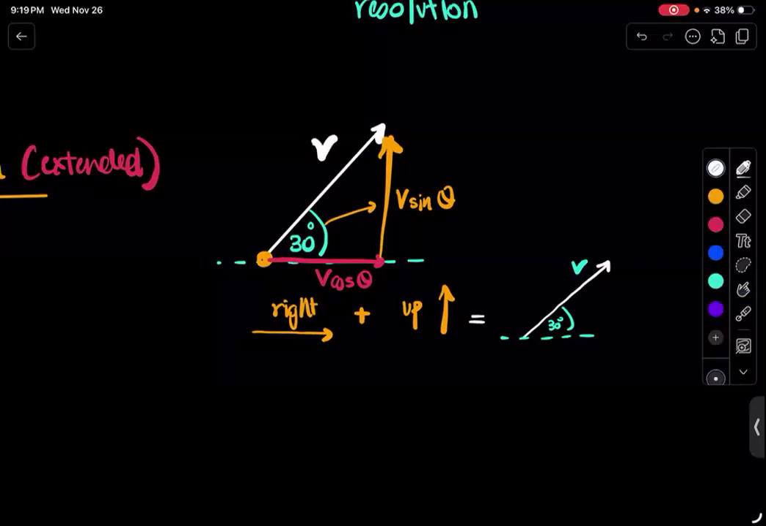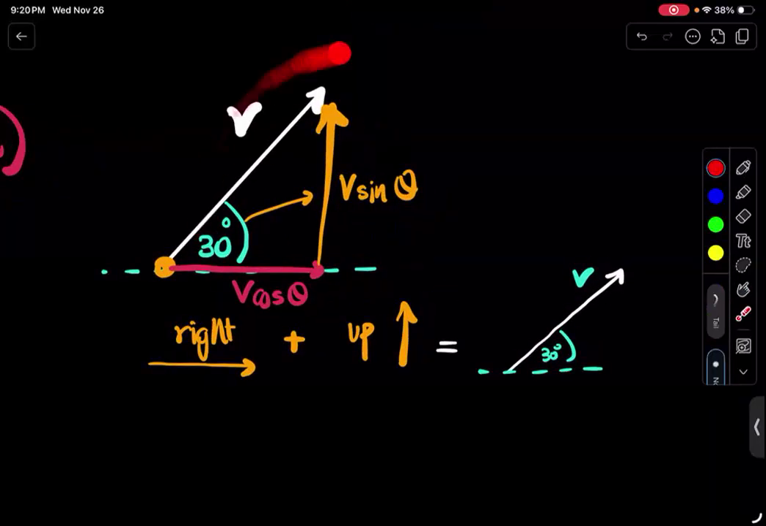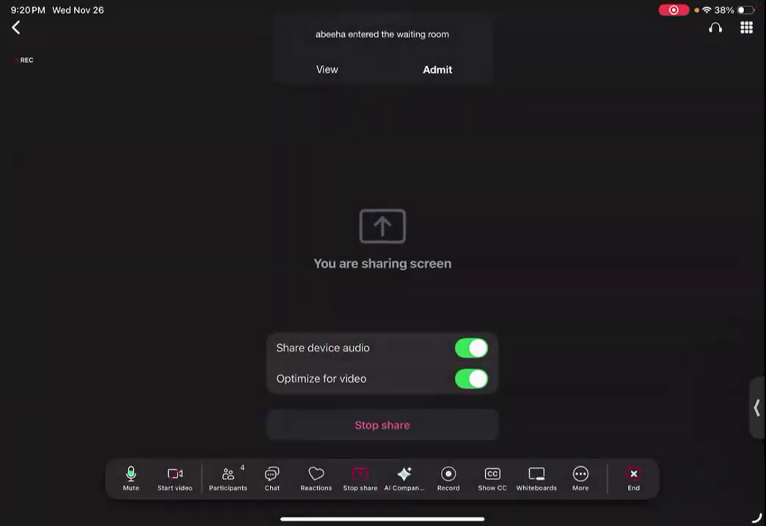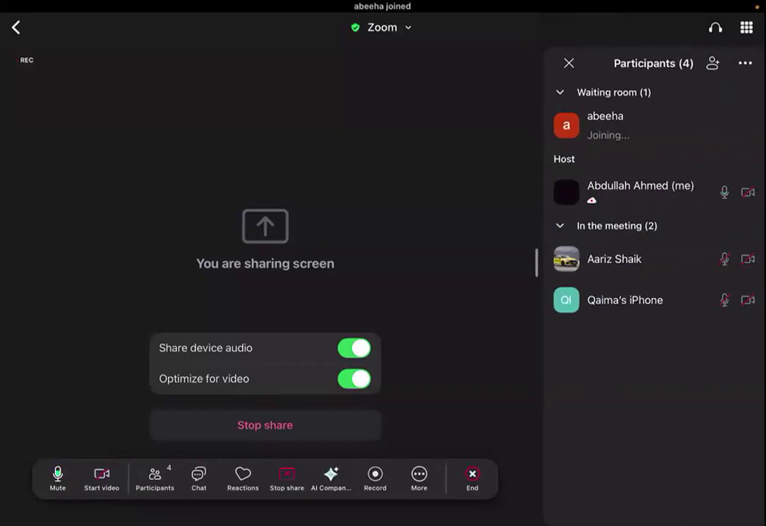That's fine. Yes, Abiha, are you familiar with this concept? Do you have problems understanding vector resolution? Because you haven't covered it yet with me. Yes, Abiha, can you hear me? Oh, Abiha isn't here. Too bad.